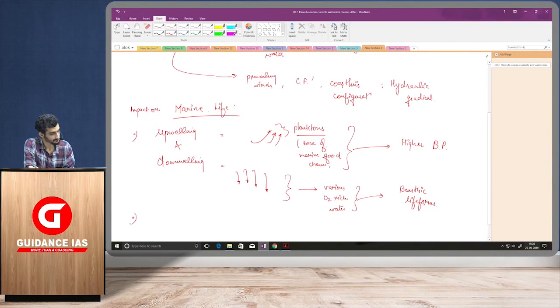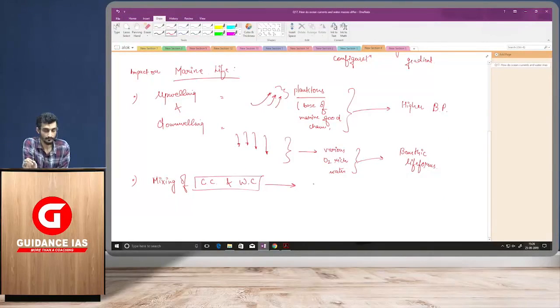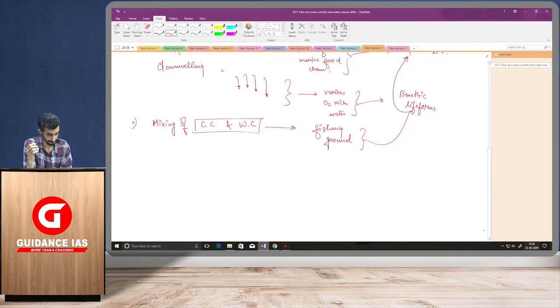Another, if we see, is the mixing of cold and warm currents. So this mixing of cold and warm currents will lead to what? It will lead to formation of fishing grounds, and again areas of high biological productivity. So we have numerous examples like mixing of currents in Newfoundland region.